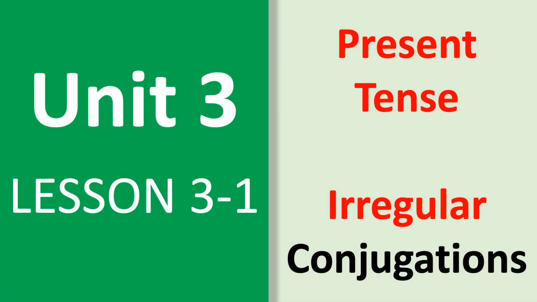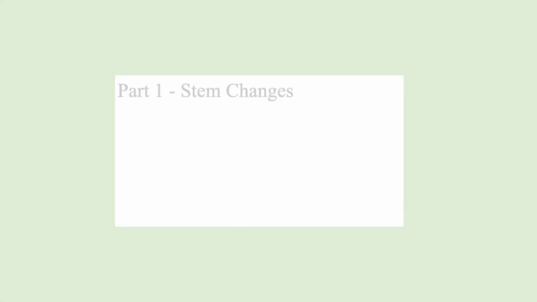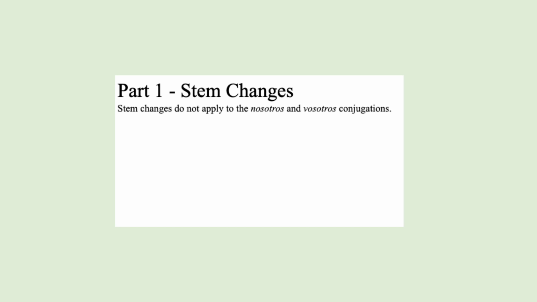We've finally made it to Unit 3. We're going to learn about irregular verbs and their conjugations, starting off with the present tense. So we start off with stem change verbs. In the present tense, stem changes do not apply to the nosotros and vosotros conjugations.